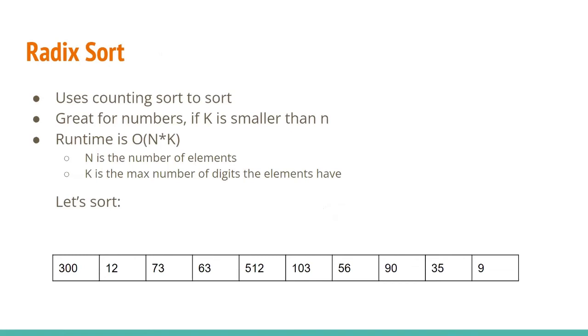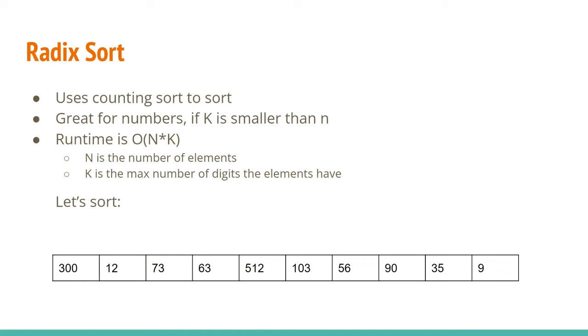And finally, a sorting algorithm we'll be talking about is radix sort. So radix sort uses counting sort to sort, and it's great for numbers if k is smaller than n, where k is the max number of digits the element has and n is the number of elements. We can see one of the good examples for radix sort is sorting social security numbers, because social security numbers always have 9 digits, and we can sort a large amount of them with radix sort.